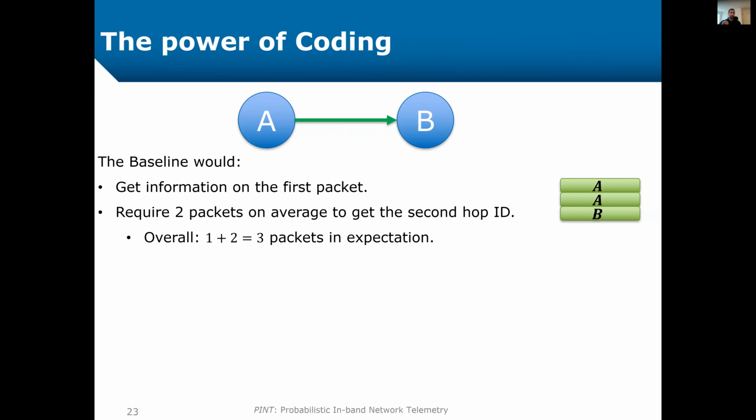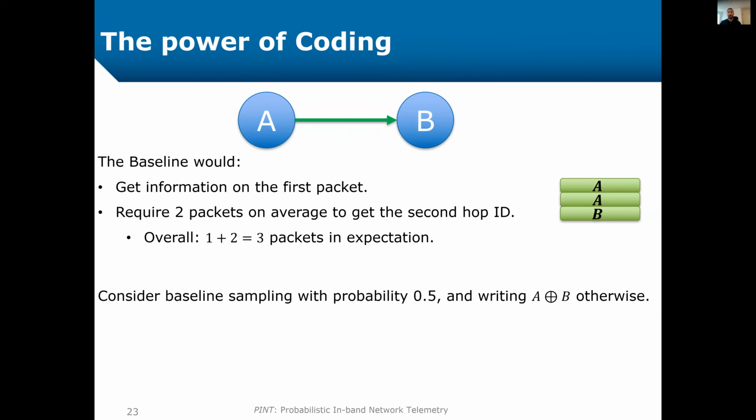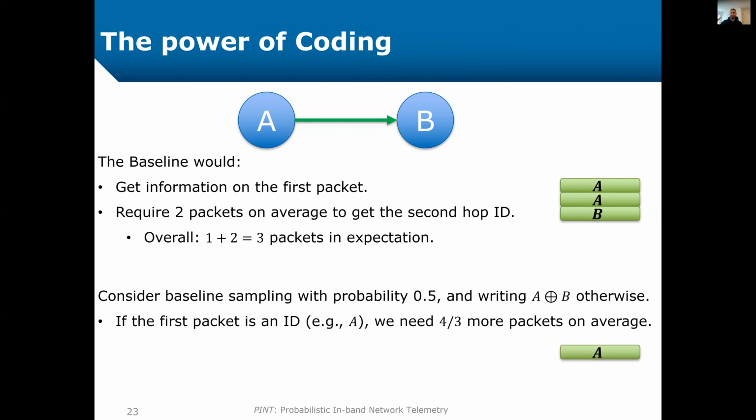In contrast, think of what would happen if instead of always sampling, we would sample an ID with probability 1/2, and otherwise we would write the bitwise XOR of both identifiers. So what happens now is that if the first packet had an identifier like A, then we are more likely to terminate with each consecutive packet, because if we get B, then we're done. But also if we get A XOR B, and we already know A, then we can also infer the ID of B, and this is how we can reduce the number of packets we need.